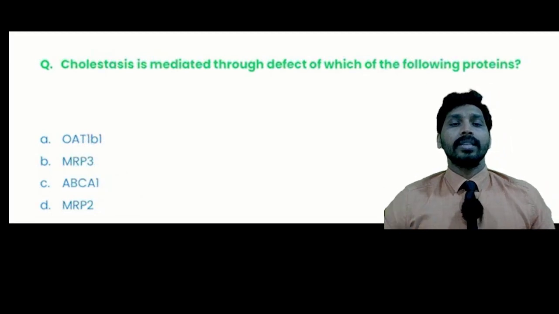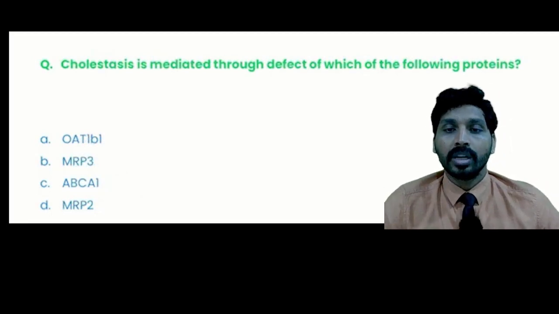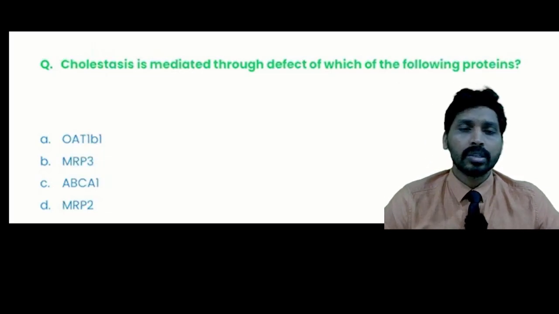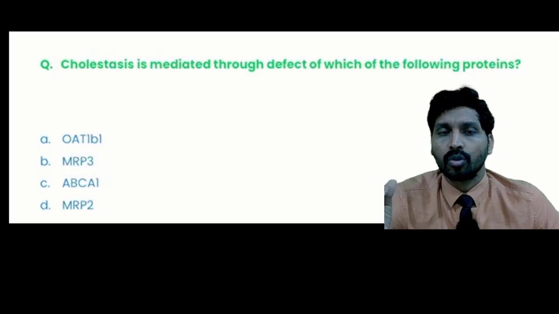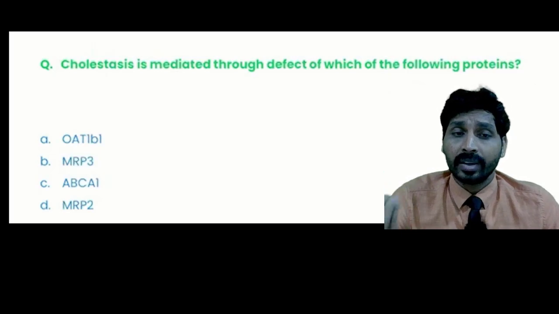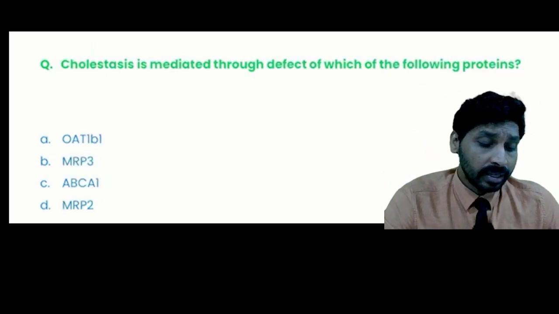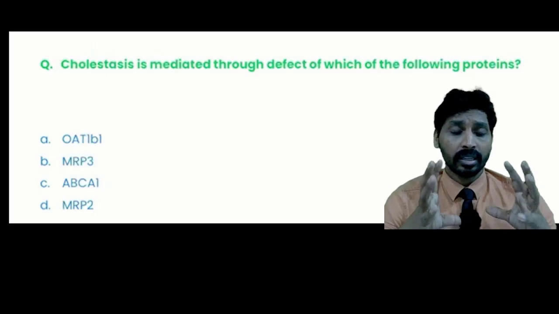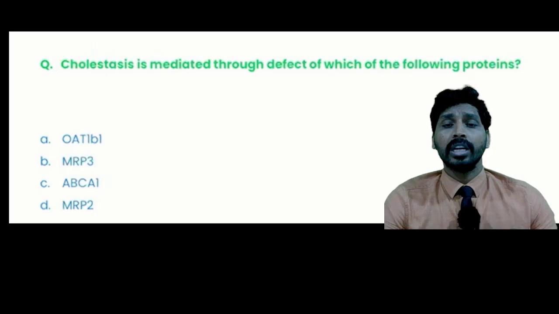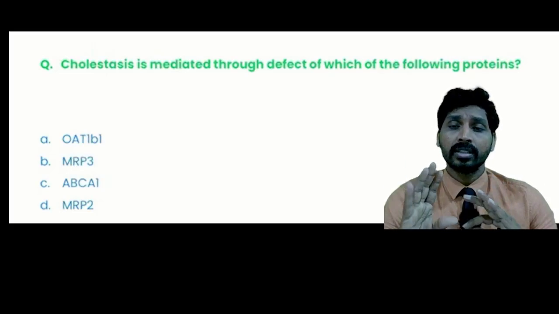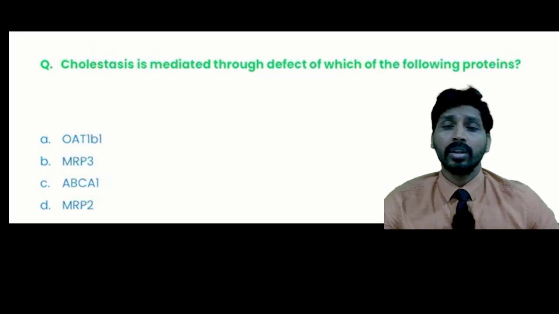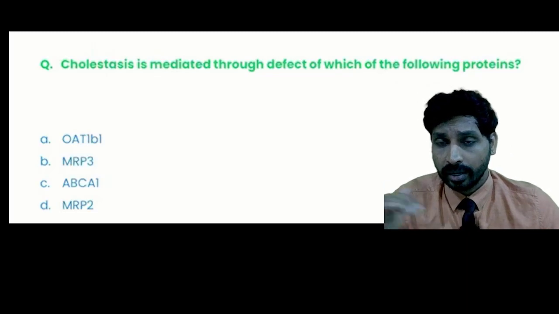Cholestasis is mediated through defect of which of the following proteins? So cholestasis here means what? Dubin-Johnson syndrome, or black liver disease. Why? Because there are certain types of transporters around the liver cells to transport unconjugated bilirubin to the liver, and once these bilirubins are processed from unconjugated to conjugated, they are supposed to enter into the intestine through the hepatobiliary canaliculi.